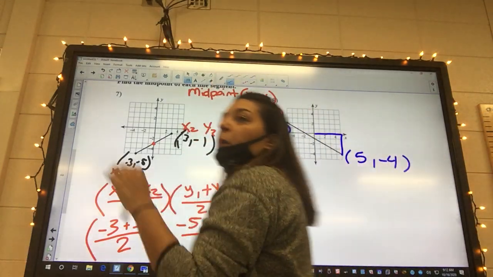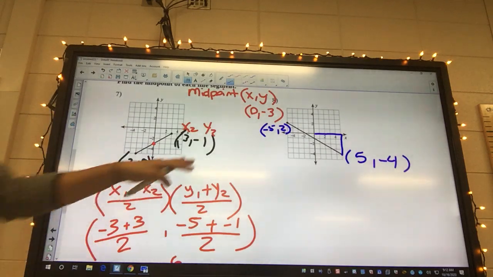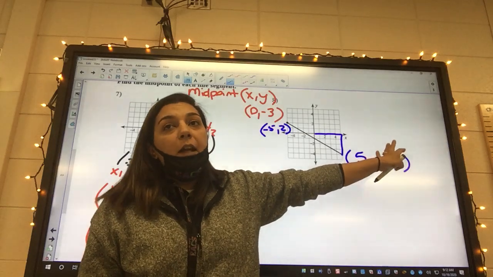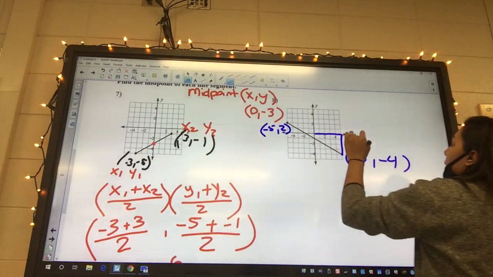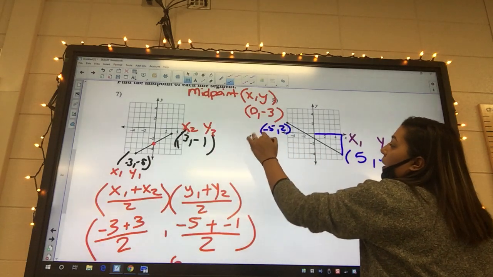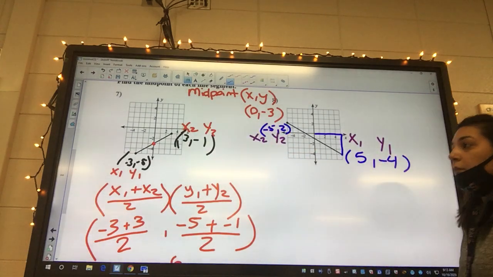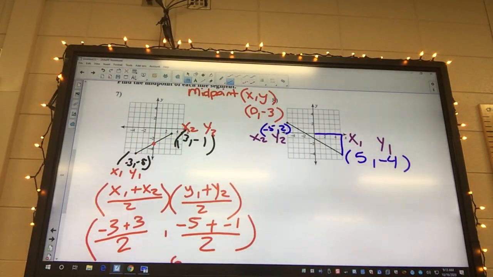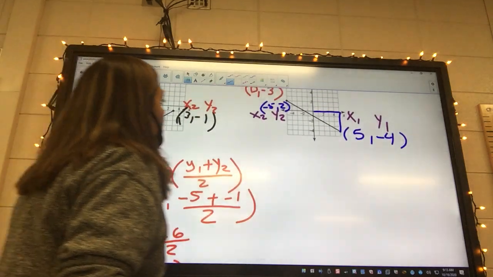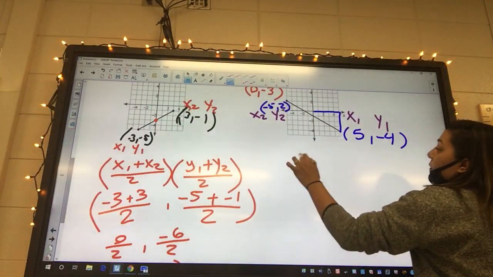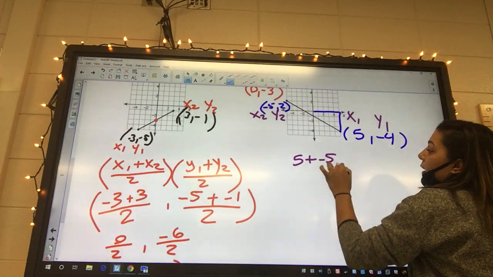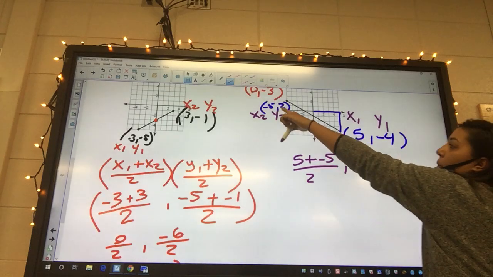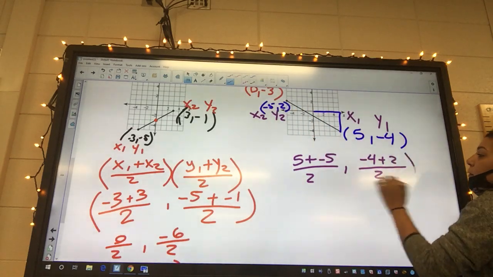Does it matter which ones I label x and y? No. If you want to label these x1, y1, you can. If you'd rather label those x1, y1, you can. It does not matter one bit. So just to switch it up, I'm going to name these ones x1, y1, x2, y2. Okay, so we're going to say my x1 is 5 plus my x2 is -5, over 2. My y1 is going to be -4 plus my y2 is 2, over 2.